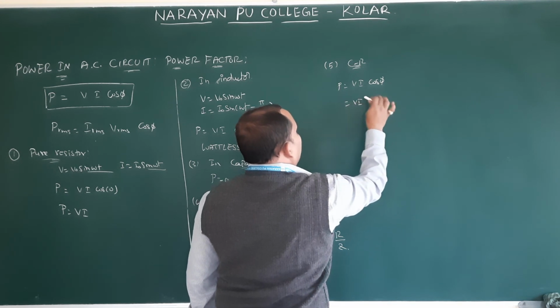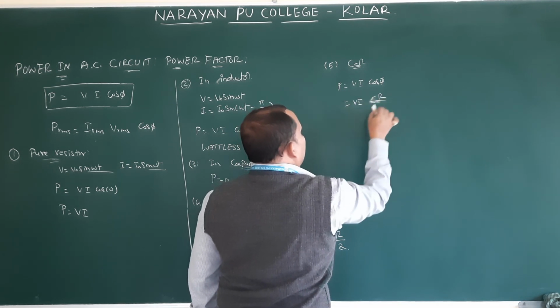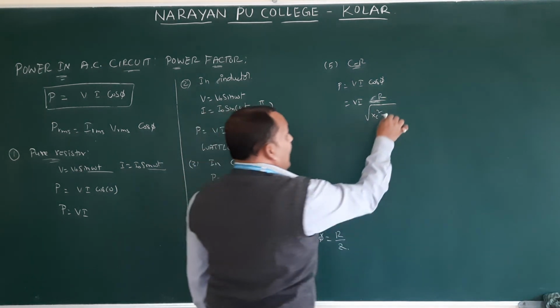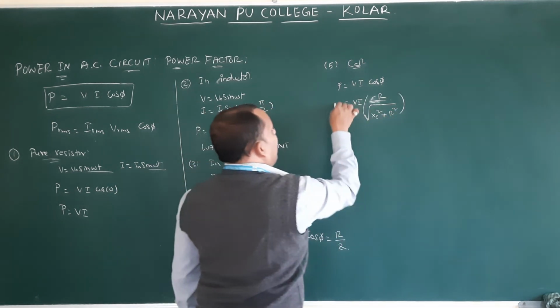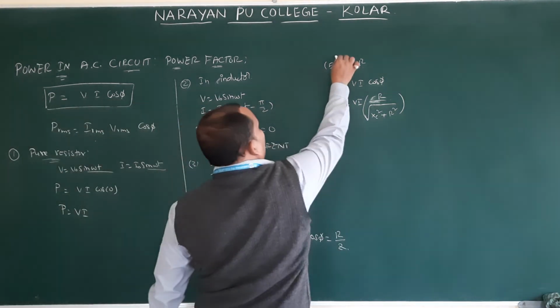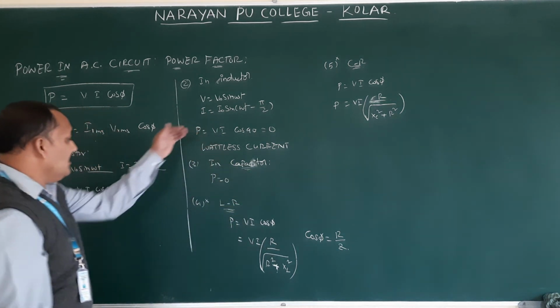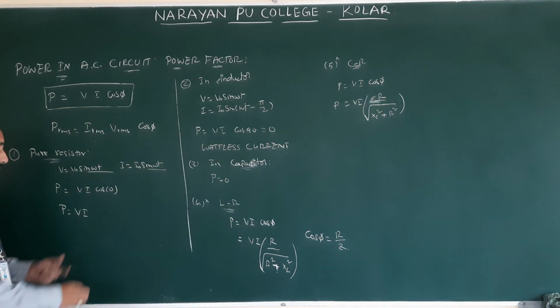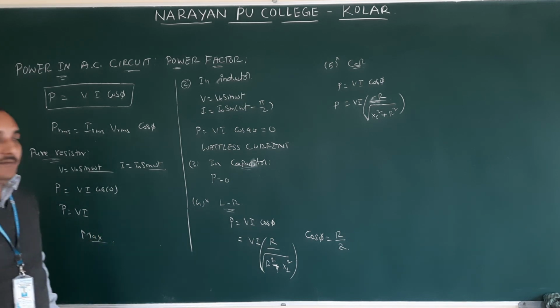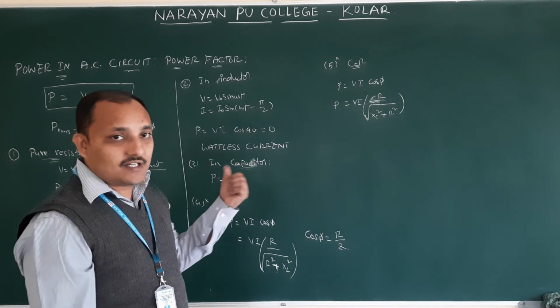So power P is equal to VI cos phi. VI cos phi means R by Z, and Z means the square root of XC square plus R square. This is nothing but the fifth one. This is also not required for PU. In PU, mainly, in a resistive circuit, what is the power? Maximum power. So maximum power dissipation will happen in a pure resistive circuit till now.